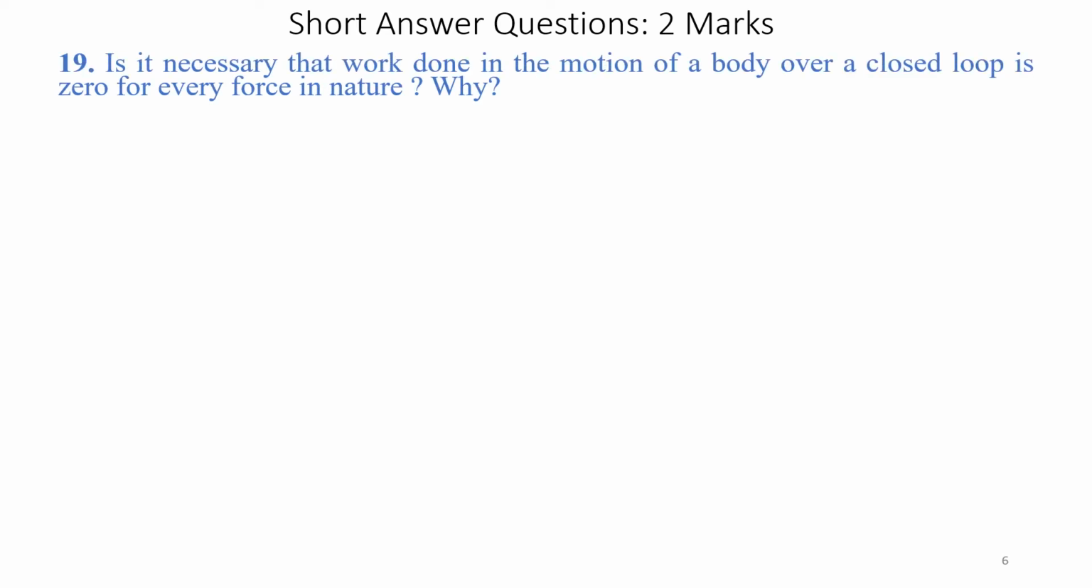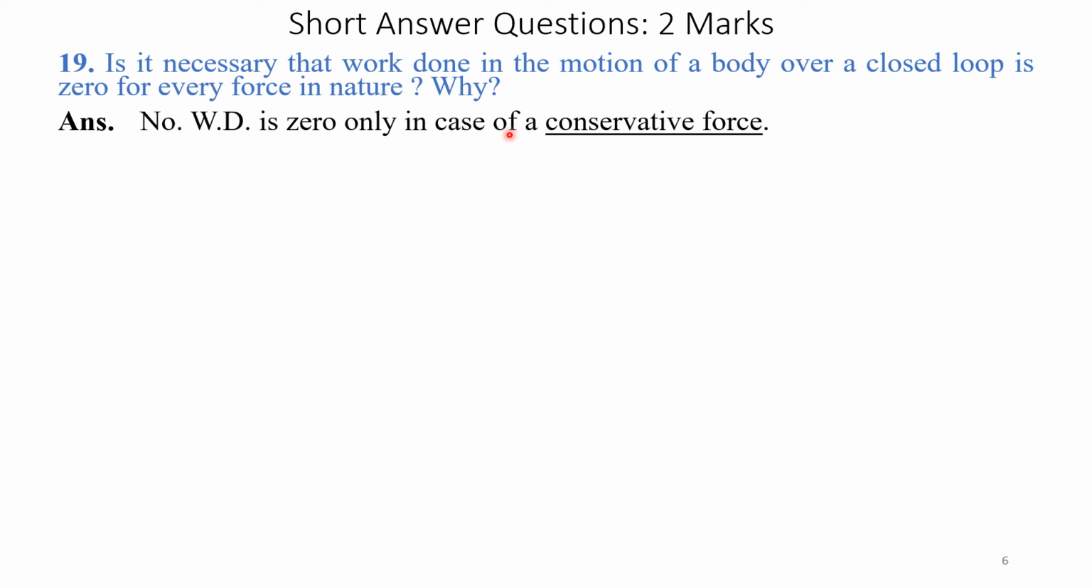Next question. Question number 19. Is it necessary that the work done in the motion of a body over a closed loop is zero for every force in nature? Why? Answer. No, it is not necessary that work done in motion of a body over a closed loop is zero for every force in nature, because work done is zero only in the case of conservative forces.